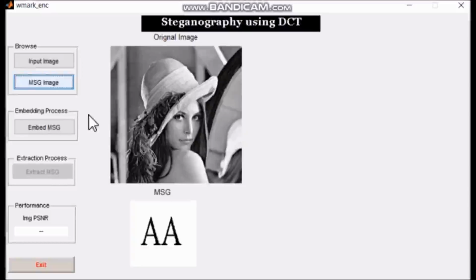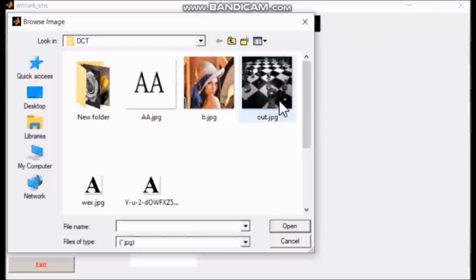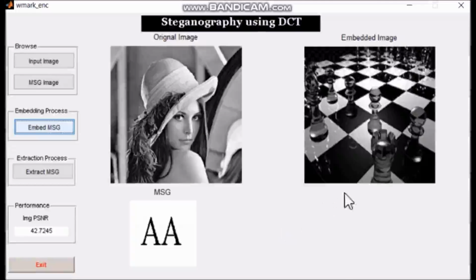Here we will embed the message, and for embedding we will use another image. So in this image, these two images are embedded. Also here we get the PSNR value.